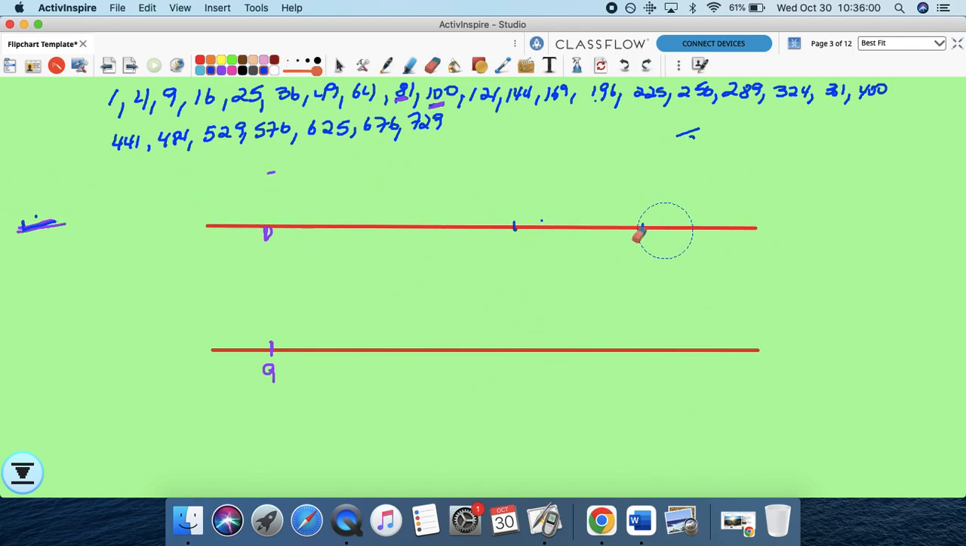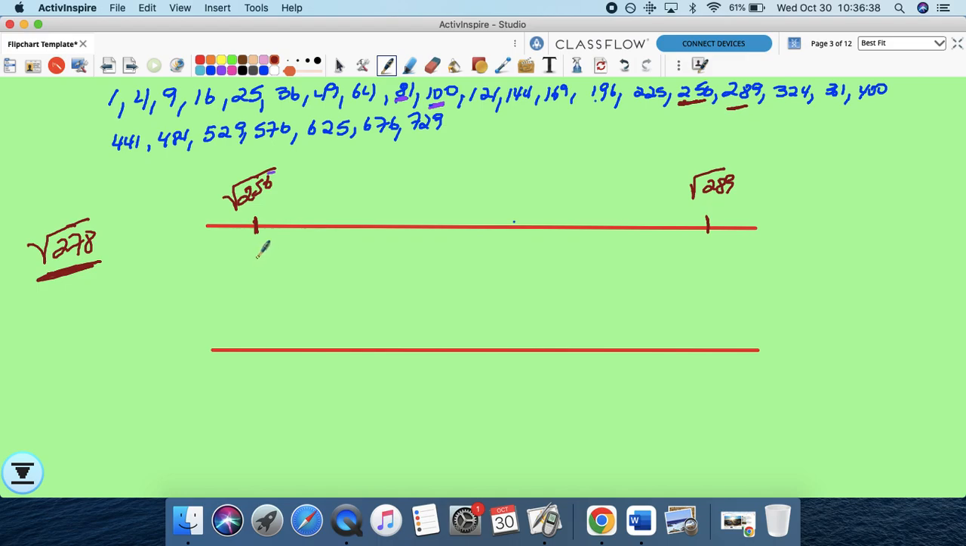Our second question, and I'm going to erase these, I'm going to leave the perfect squares on top. For the second question, I ask you to find the square root of 278. Well, first thing we have to do is look at the perfect squares that we wrote on top and find where this is in between. Square root of 278 is in between square root of 256 and 289. So I'm going to write 256 here. And over here, I'm going to write square root of 289.